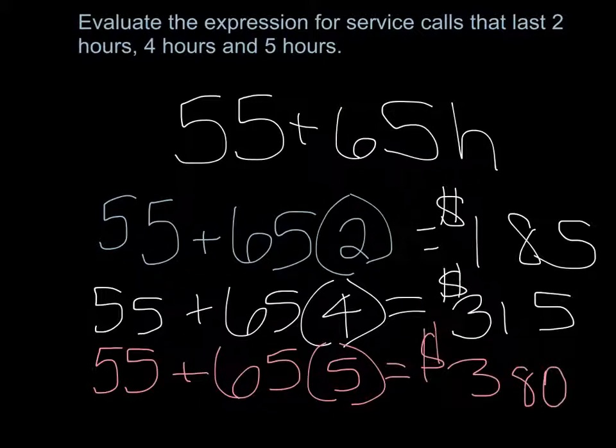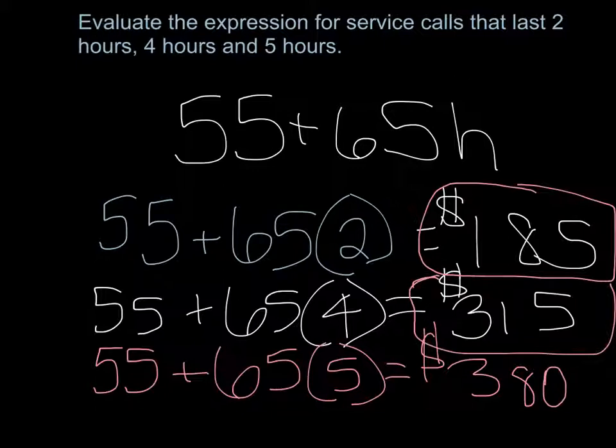So by looking at this, you can say that for a service call of 2 hours, the tenant would pay $185. For a service call of 4 hours, they would pay $315, and for a service call of 5 hours, they would pay $380.